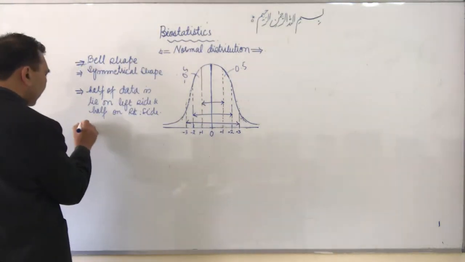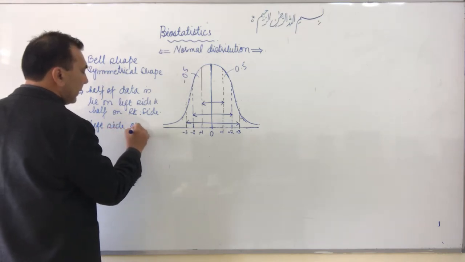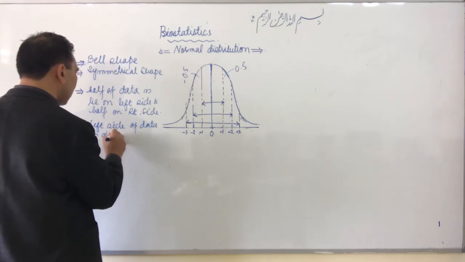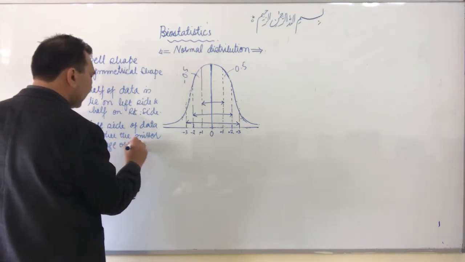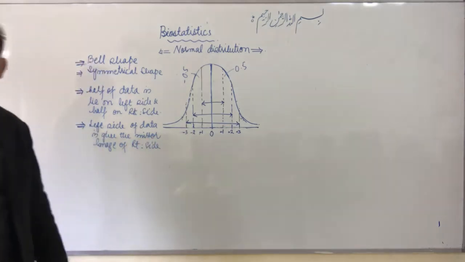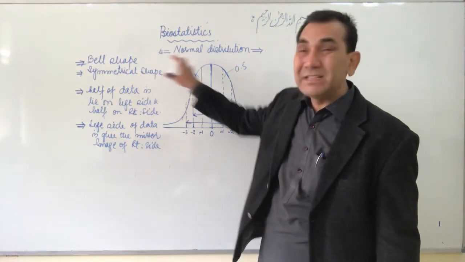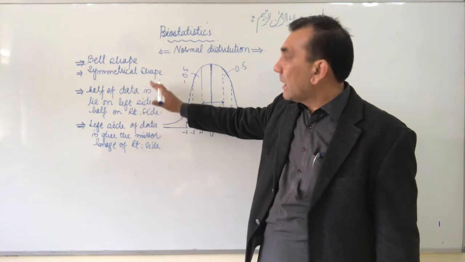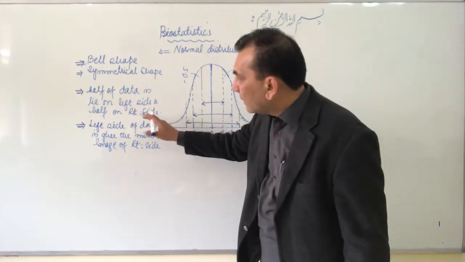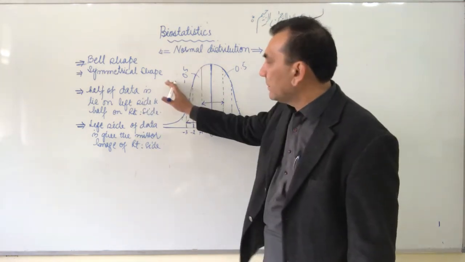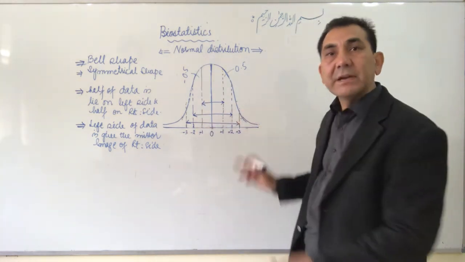Now the third property: the left side of the data gives the mirror image of the right side. Because, as I told you, the second property is that this bell shape is symmetrical in shape. Why is it symmetrical in shape? Because the second property depends on the third one. Because half of the data is present on the left side and half the data is present on the right side, definitely the data on the left side gives the mirror image of the right side.